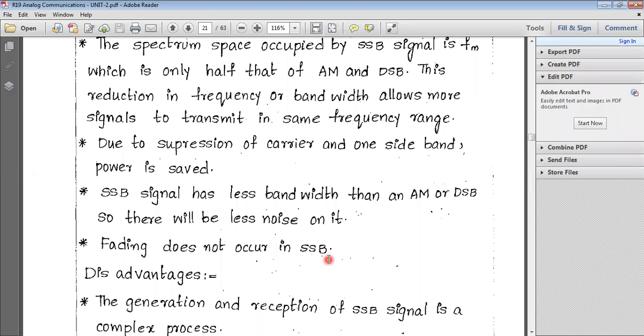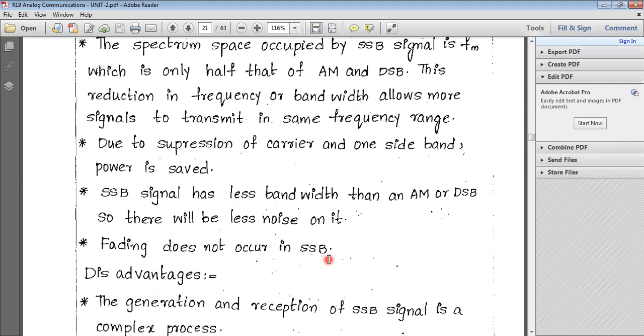So totally here we discussed four advantages. What is the first advantage? The bandwidth is very less compared to AM and DSB. It requires only half of the bandwidth compared to AM and DSB. The second advantage: here the carrier and one sideband are suppressed, so power is saved. Coming to the third advantage, the bandwidth is less, therefore noise is also less. And another advantage is that fading does not occur in SSB.